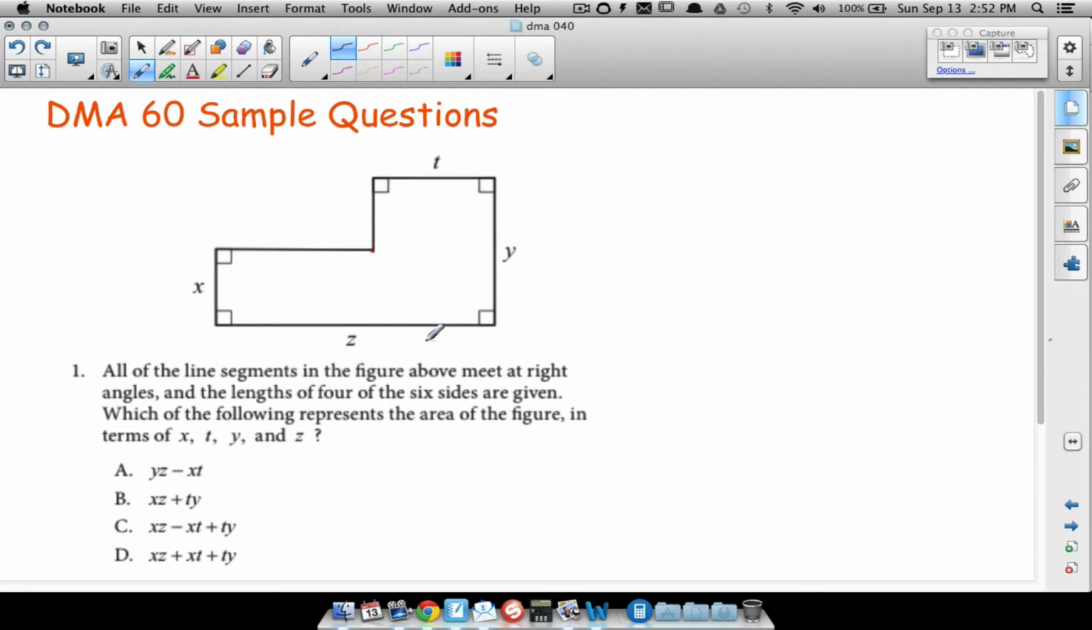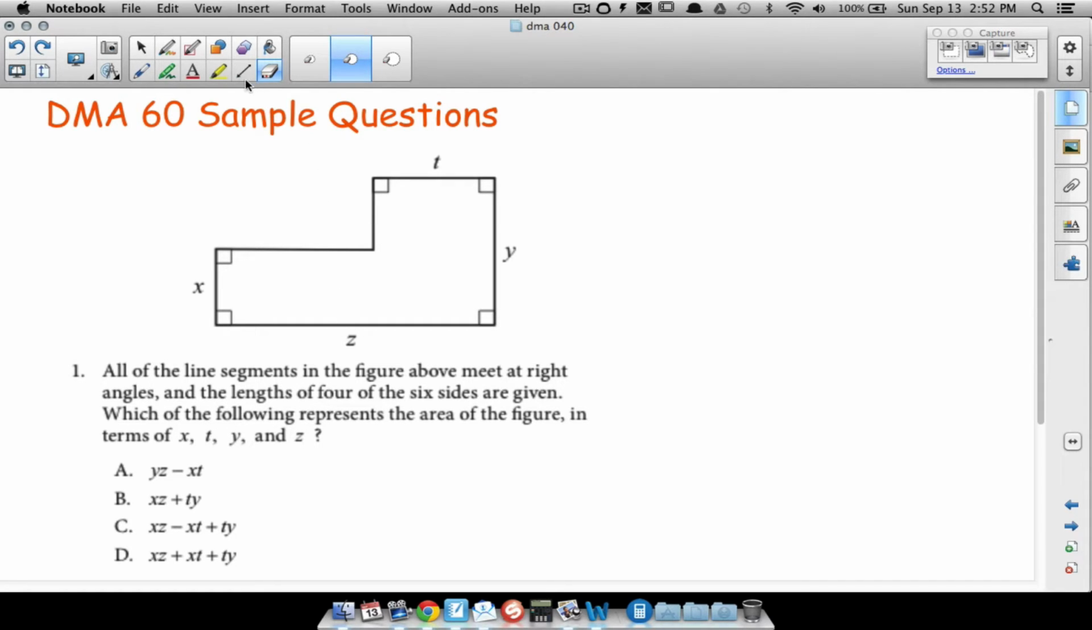All the line segments in the figure above meet at right angles, and the lengths of 4 of the 6 sides are given. So we have t, y, z, and x. These 4 sides are given, but we're missing 2 right here. Anyway, which of the following represents the area of the figure in terms of x, t, y, and z?